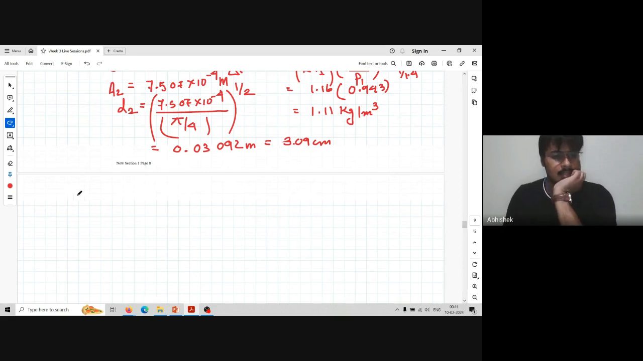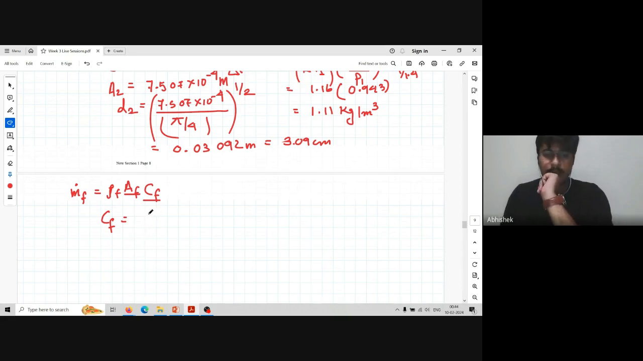Now the jet diameter it is asking. The same thing you have to do. M dot F is equal to rho F, which is given, times the area you have to calculate, times CF you have to calculate. So what is the formula for CF? This is a very easy formula. You should remember: root over 2 into rho F into P1 minus P2 minus rho F G Z. This is the formula, right?